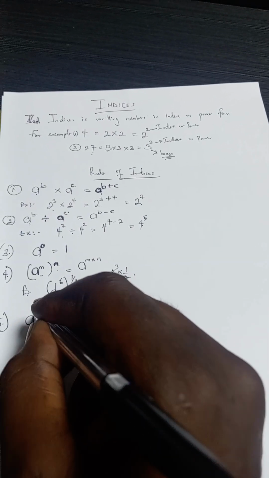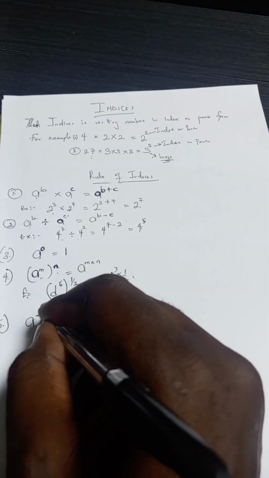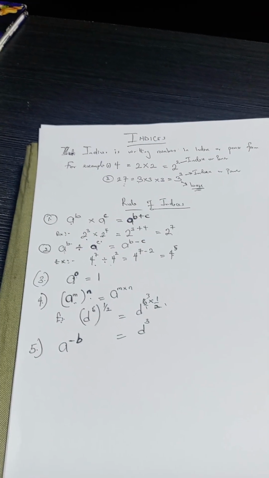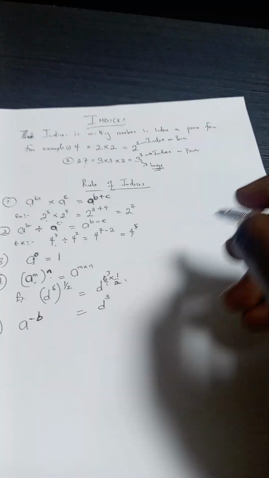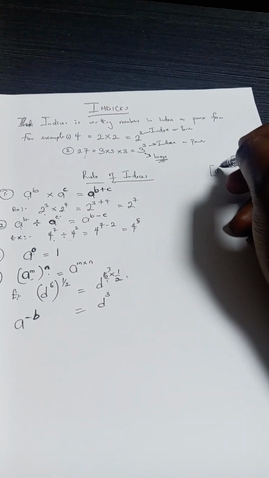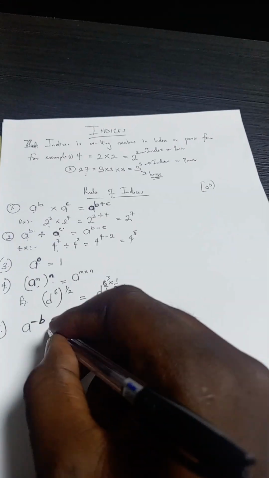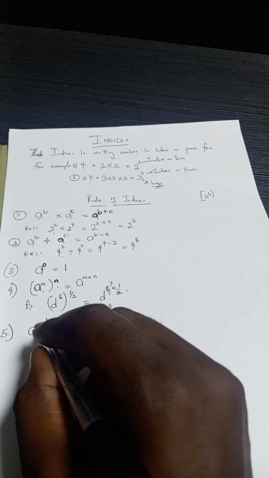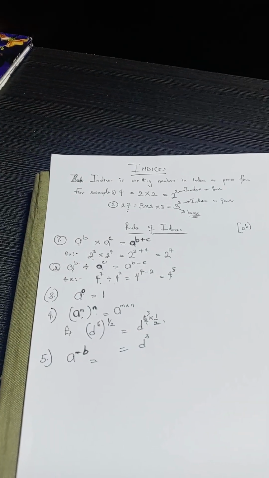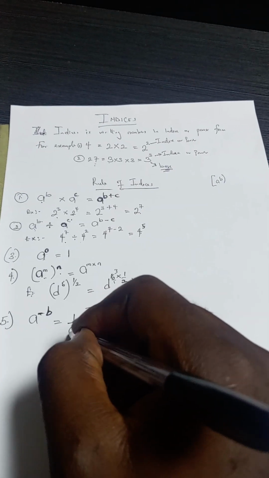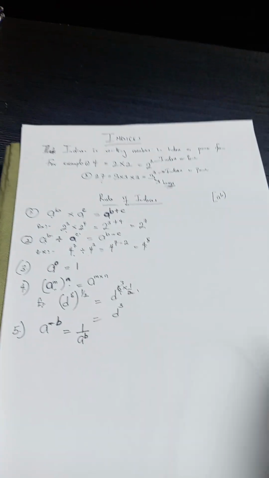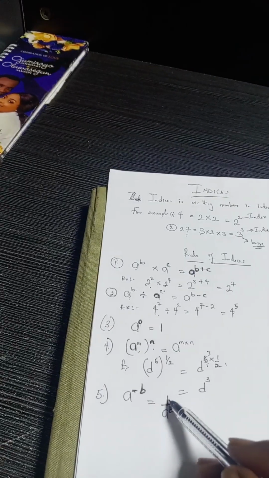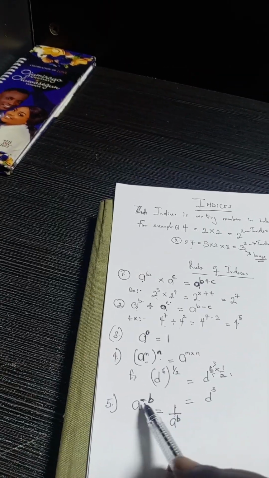Now another one says when a is raised to power minus b. Naturally, a raised to power b is indices, but this negative sign here has a meaning in indices. When we have a minus as power, the minus becomes a fraction, which becomes 1 over a raised to power b. So it is this 1 over that. That is what?